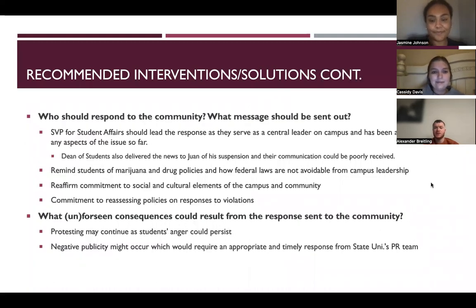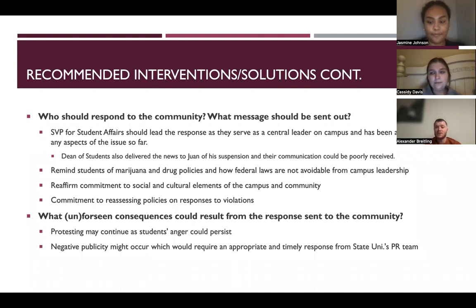So next we'll transition into what we thought of as an appropriate response to the community. Specifically, we wanted to incorporate someone that wasn't mentioned in the case. And so we chose the Senior Vice President for Student Affairs to lead the response to the community. One, they are a central leader and the stop point for student concerns before it reaches the Office of the President. And secondly, they're not mentioned in the case at all. If the Dean of Students leads the response, there could be a resistance to listening by some of the students in opposition to the issue in general. They have perceived that the Dean of Students has already explicitly stated how they feel. They've suspended the student. So with the Dean of Students leading the response, it could be ill received.